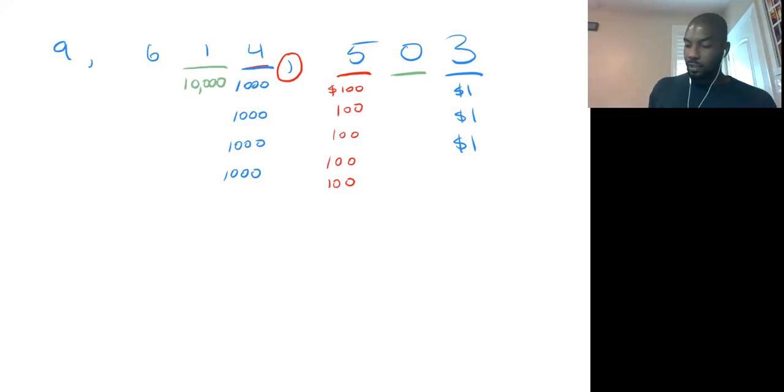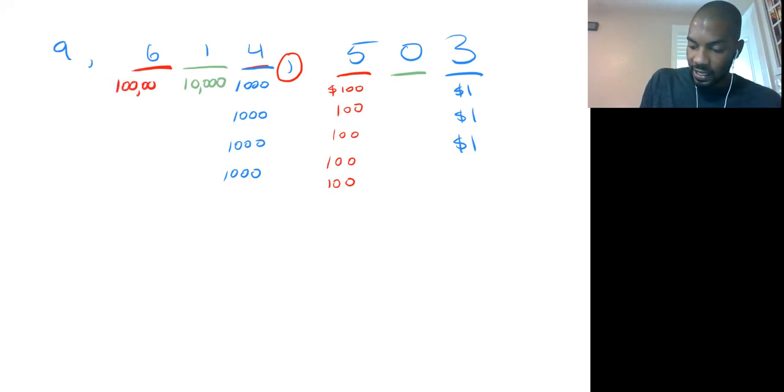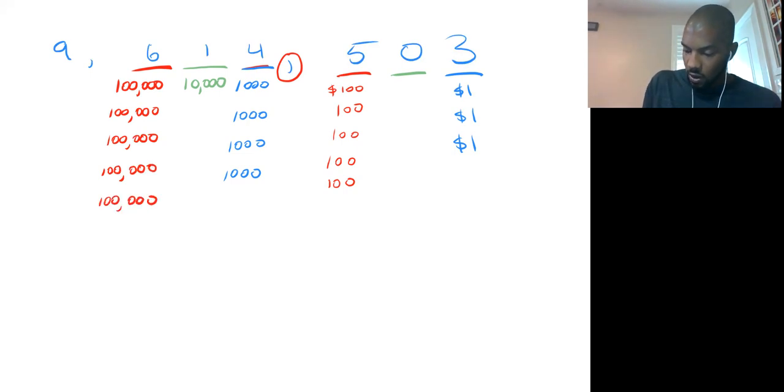Then in the 100,000 spot, we have a 6. So that's going to be 6 $100,000s. 6 $100,000 bills. 1, 2, 3, 4, 5, and 6 $100,000.